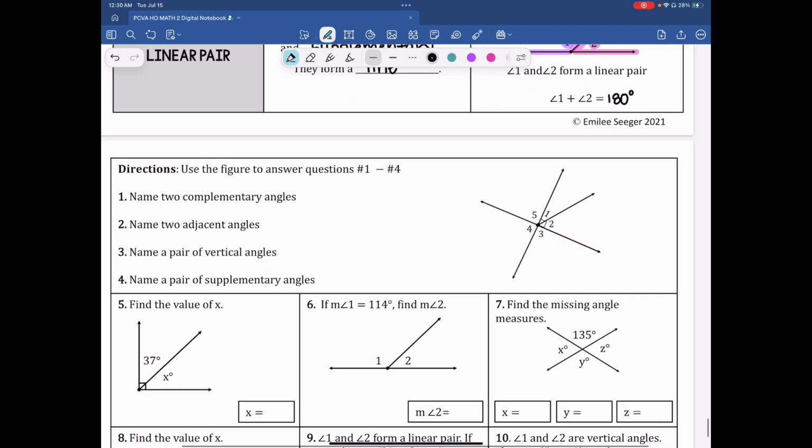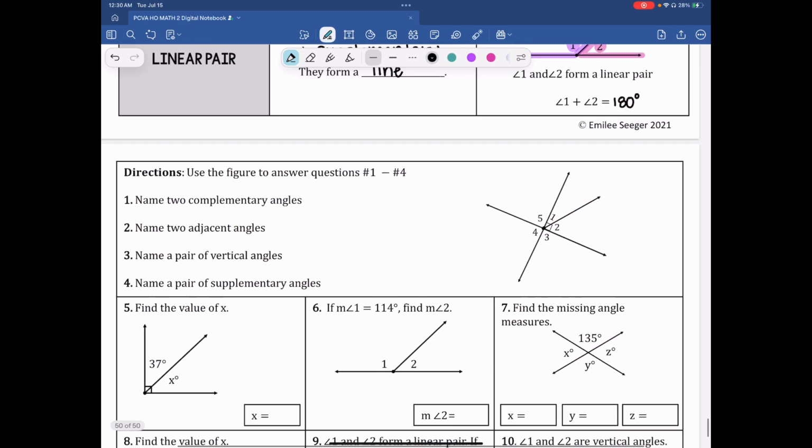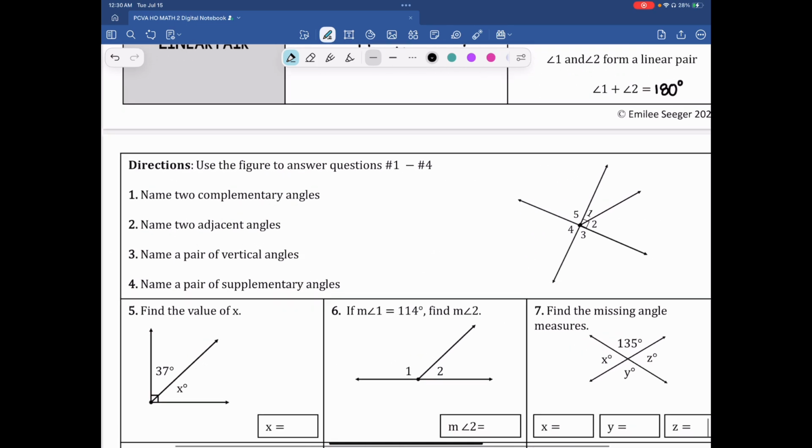And we are going to label some things, and then we're going to identify some angles based off of what we talked about. We're going to add in some algebraic equations with them as well. So number one says to name two complementary angles. All right, so two complementary angles, that means that it needs two angles that add up to be 90 degrees.